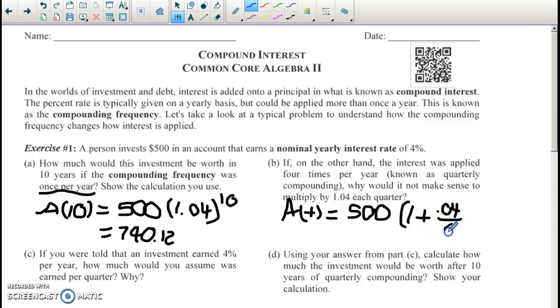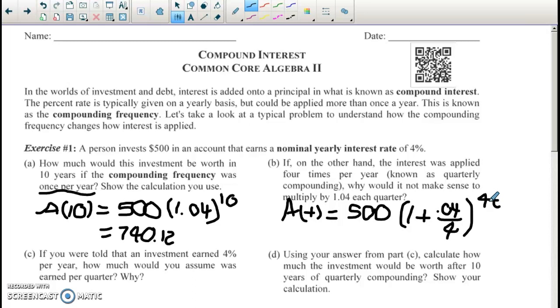divided by 4, which would give me 0.01. So at the end of the first quarter, I only had 1% increase, and then at the end of the second quarter, I'd have another 1% increase, and at the end of the next quarter, another 1% increase. And then at the final quarter, the last 1%, and then we would do this. For a year, we would do it 4 times for every year. And that's why we would be using this now.